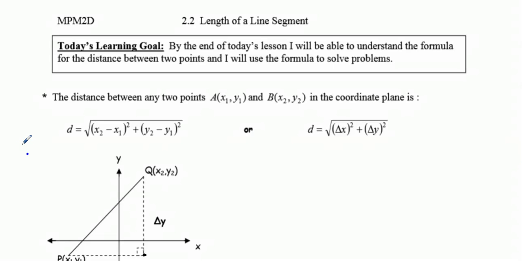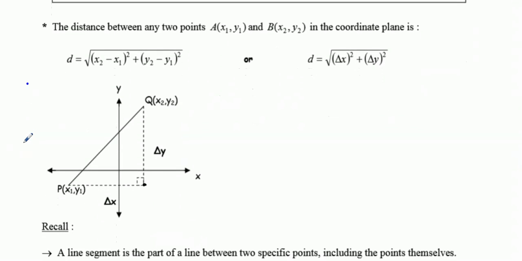Okay. So the distance between any 2 points, A and B, in the coordinate plane is given by this formula, d equals the square root of (x2 minus x1) squared plus (y2 minus y1) squared, or delta x. Remember, you might have seen this before. Delta just means change. It's a Greek letter, and it means change. So it's a change in the x's squared plus the change in the y's squared, and then you're taking the square root of that, of course.